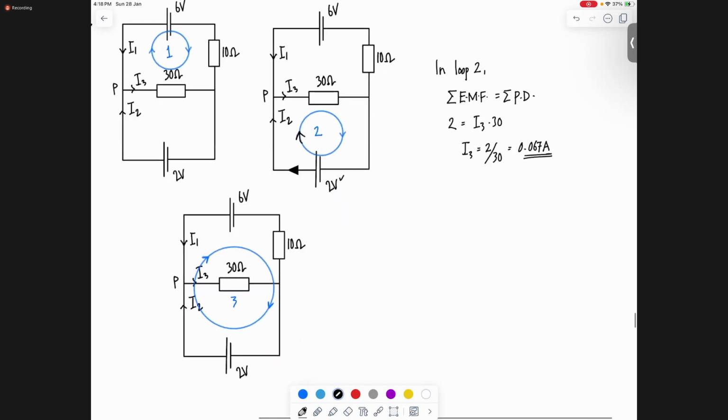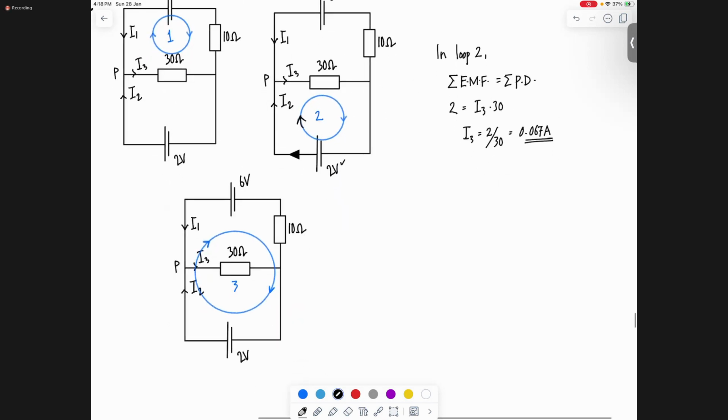Okay, watch carefully, I'll do the whole thing, and then I'll give you another question to solve, so understand carefully. We don't have that many questions, so we have to do it thoughtfully. Let's go to loop 3. So in loop 3, sum of EMF is equal to sum of PD once again. Can you tell me in loop 3 what the EMF is going to be, based on the arrow I have selected and the arrow of my loop? Think and tell me. Should it be plus 4 or minus 4? Minus, yes, very good.